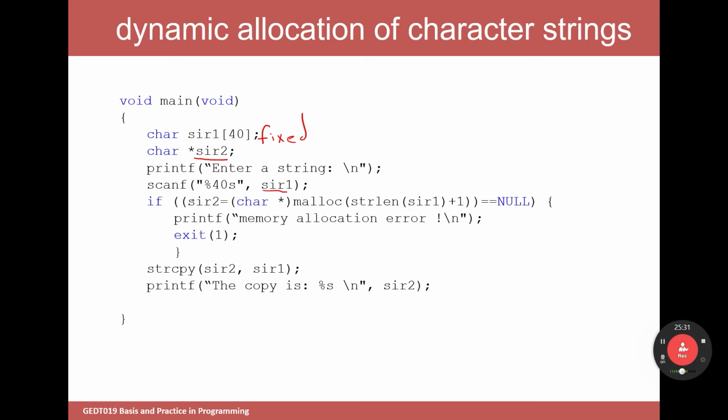Then after that, I will reserve string 2, and this string 2 will be the size of string 1 plus 1. So it will allocate the same size as the fixed one, and then it will copy from string 1 to string 2.